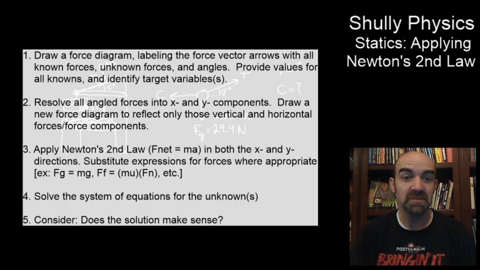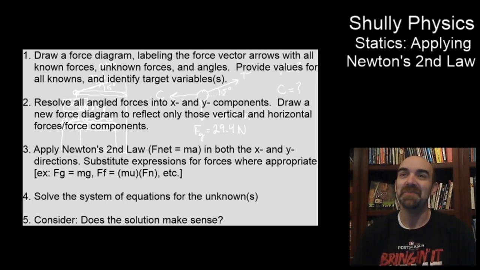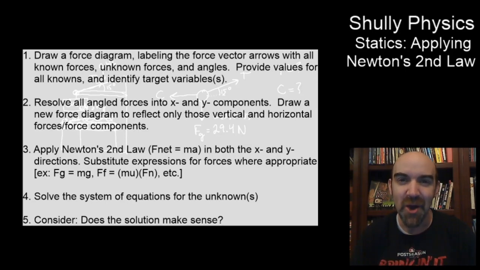Okay, step two. This time we have an angled force. This tension is going off at an angle. Now we don't know how much the tension T is yet. That's actually an unknown. I can't say that word, unknown. There we go. But it is at a measured angle, 15 degrees. So we can use that.